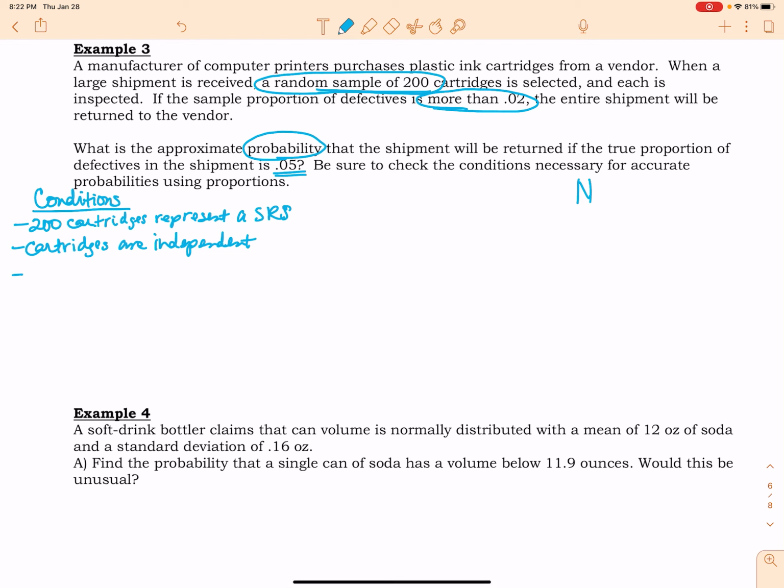And then I don't know how many cartridges were shipped, so I have to make the assumption that 200 is going to be less than 10% of the total. So I am going to say it is reasonable to assume 200 is less than 10% of all cartridges.